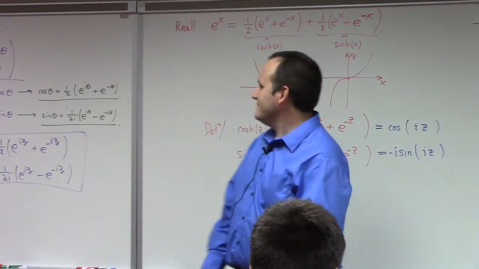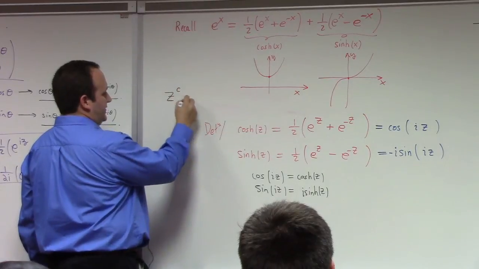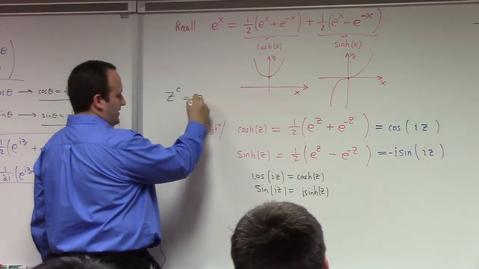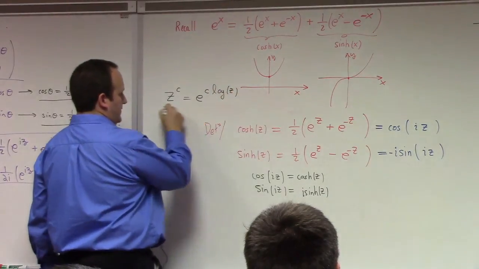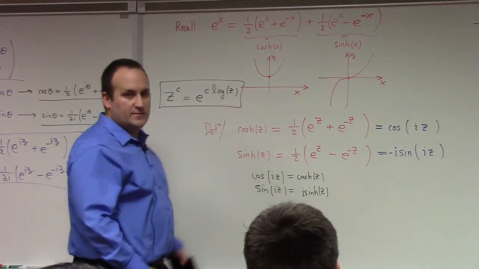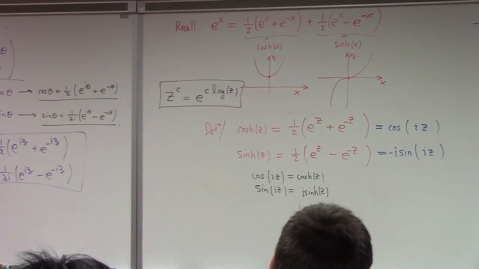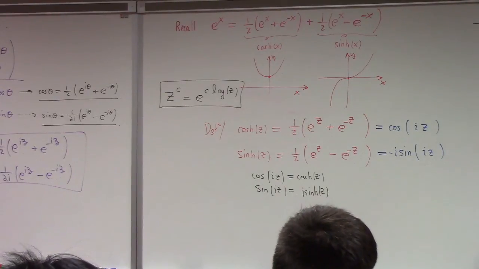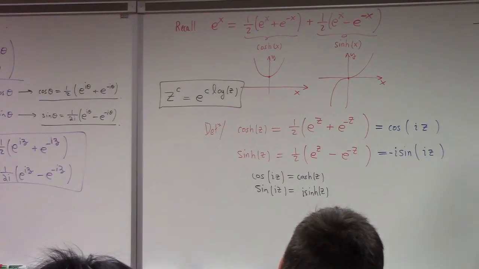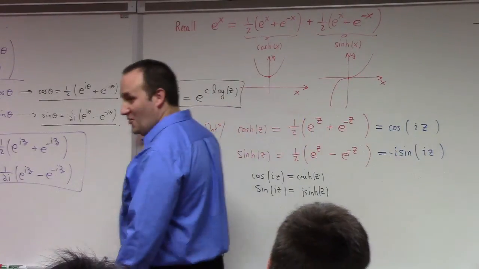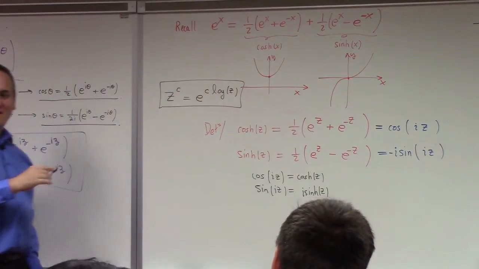Oh, I have somehow forgotten to define z to the c, which is what? e to the c log z. So that's what you need for the last problem. That's the complex power function. So I guess I need to talk about that at the start of next class, since I have somehow forgotten today. Curses. Anyway, the homework is still due Wednesday. The answer is in the problem. You can figure it out. It's not that bad.